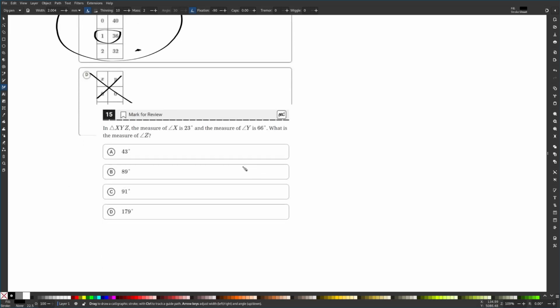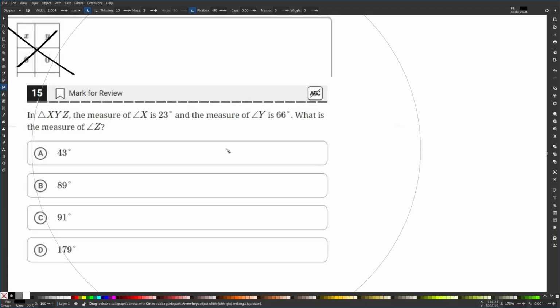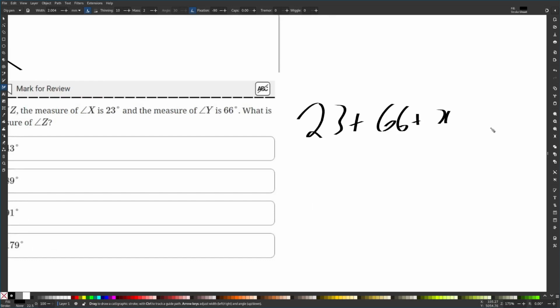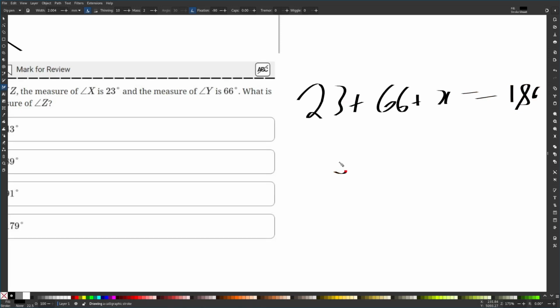Next one. In triangle XYZ, the measure of x is 23, and the measure of y is 66. What is the measure of z? For this one, you just have to know that a triangle's angles always add up to 180. So we have 23 plus 66 plus x is equal to 180. 23 plus 66 is 89, plus x is equal to 180.